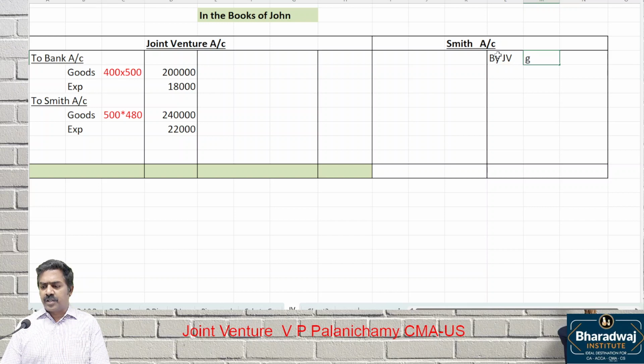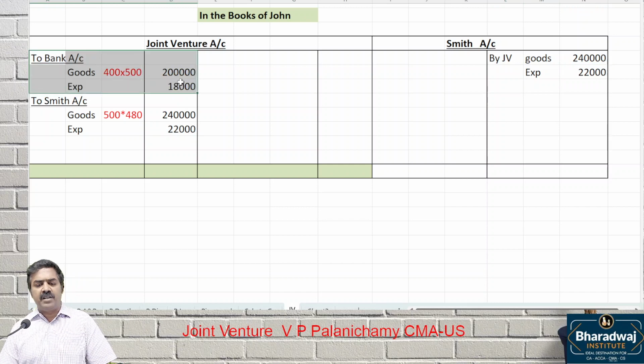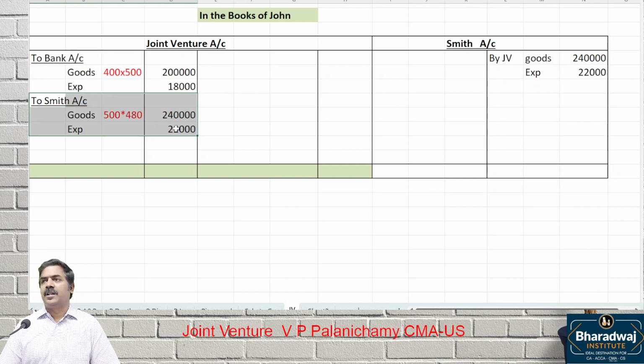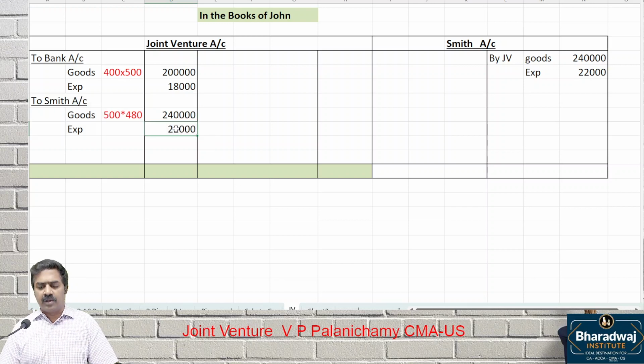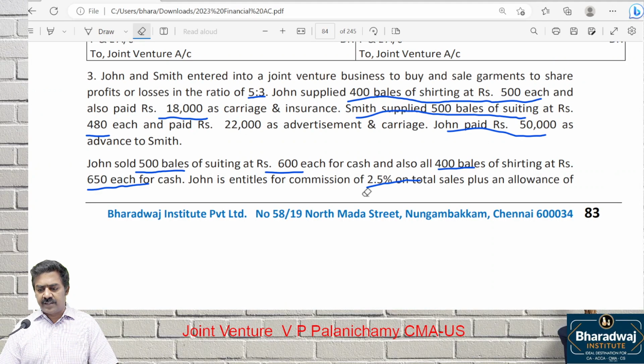For the goods supplied, how much? 2,40,000. For the expenses, how much did he spend? 22,000 he spent. Clear? When we spend money, joint venture account debit to bank. When the other party spends, joint venture account debit to what? The other party account. Who is the other party? Smith account. Read further. What is given next?